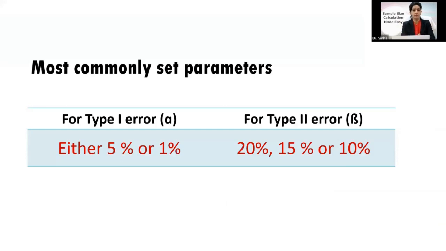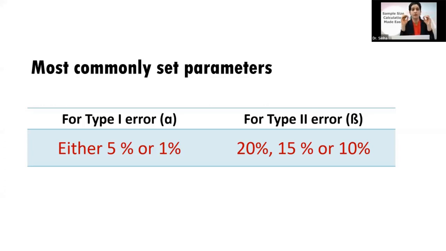So the most common parameter which we set for calculating sample size is either 5% alpha error or 1%, depending on your study, whatever you want to take. It depends entirely on the researcher. Similarly, type 2 error is entirely up to the researcher. You can take 20% or 15% or 10%. So I will once again repeat the concept of power. So basically, what is power? Power is the ability of your study to detect the difference.